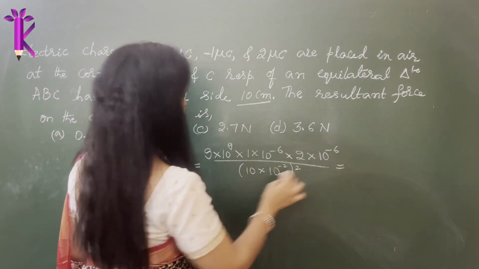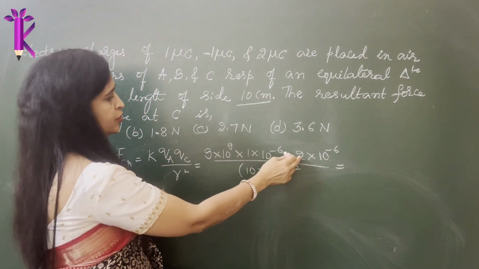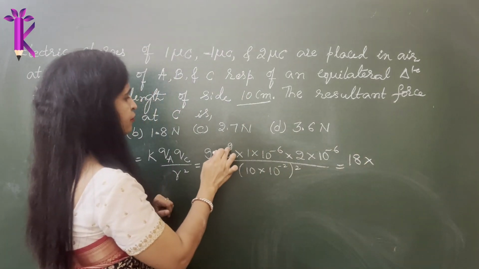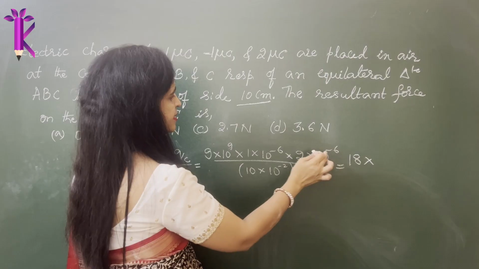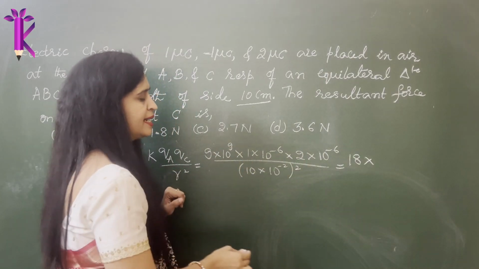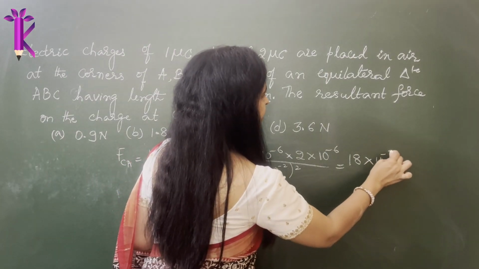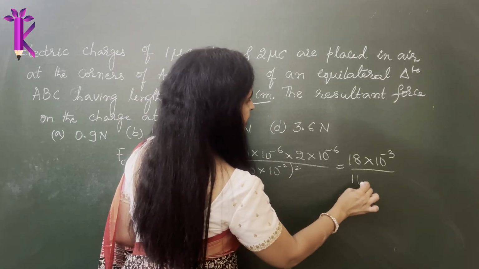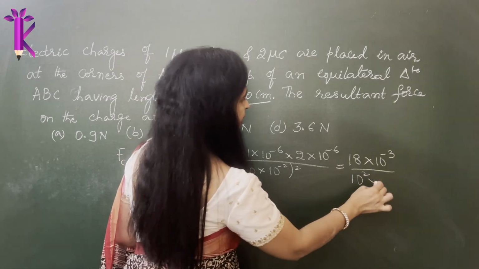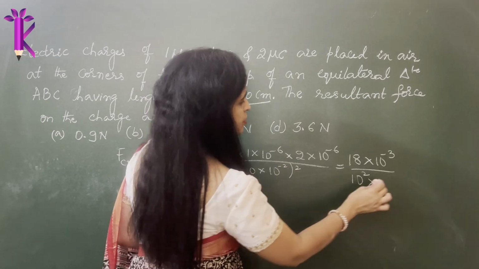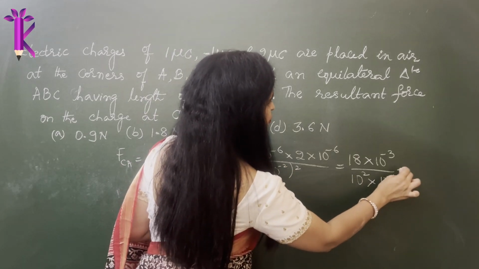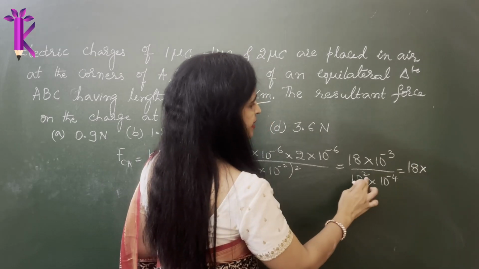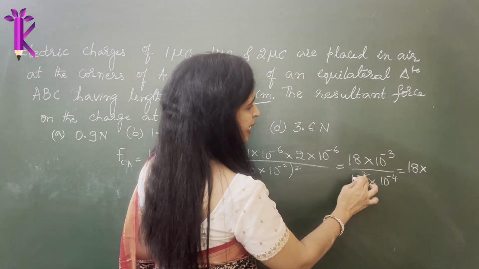Let's simplify this. So you have 9 into 1 into 2. 9 times 2 is 18 into 10 to the power of 9, minus 6 is minus 12. Minus 12 plus 9 is 10 power minus 3. Whole divided by 10 square, that is 100. 100 can be written as 10 square multiplied by 10 to the power of minus 2 the whole square, 10 to the power of minus 4. What will this become? 18 into 10 power minus 3, and this is minus 4 plus 2 is minus 2.